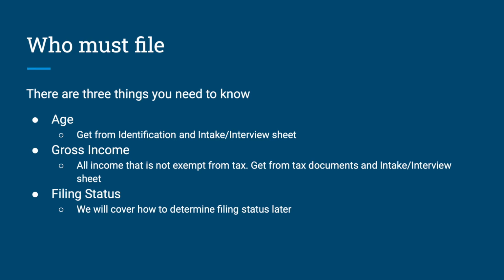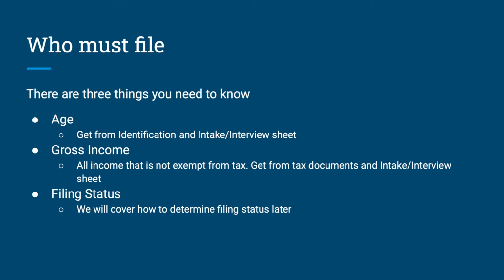And so to start off here, we're going to talk about who must file. When I say who must file, this basically means people who are legally obligated to file. It is not optional for them to file a tax return. In order to determine if they are legally required to file a return, there are three things that we need to know. First, we need to know the age of the taxpayer, and we primarily get this from both the identification that they provide us and the intake and interview sheet. This is typically very easy to verify.